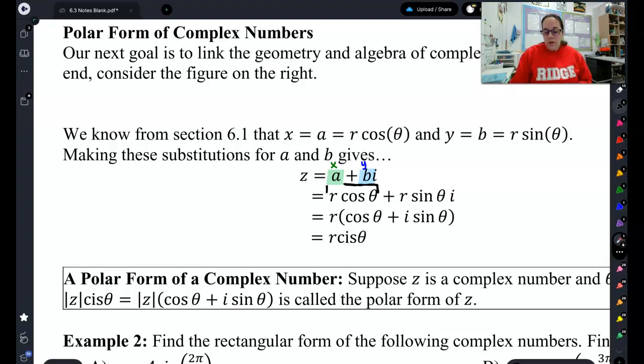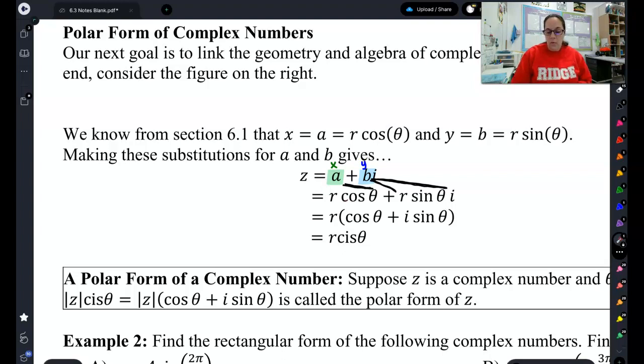We also learned that y is the same thing as r sine theta. So we can change b, which is basically our y value, to r sine theta. And then notice the i just stays tacked on to the end of it. So we have a is our x value, which is r cosine theta, and b is our y value, which is r sine theta.